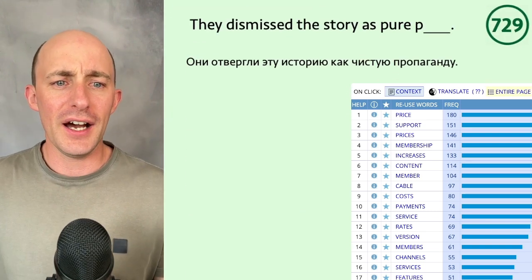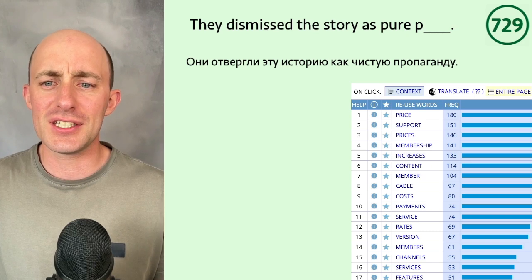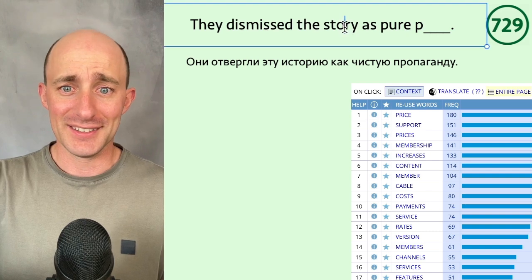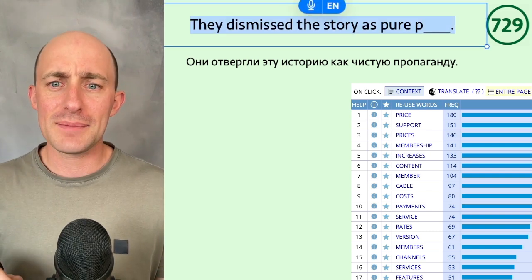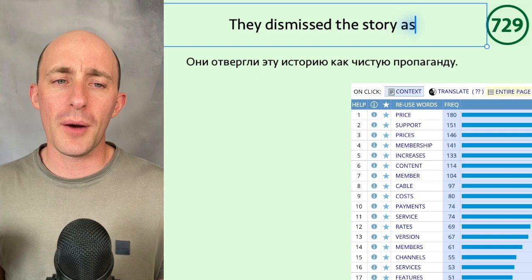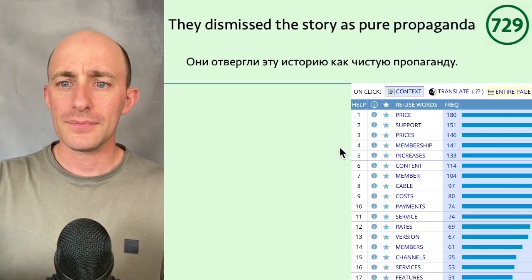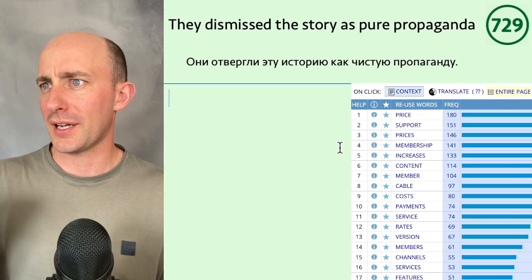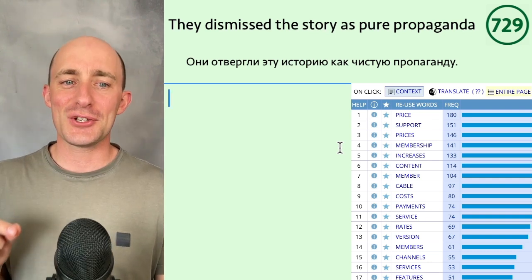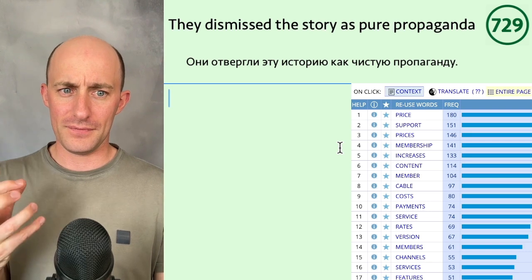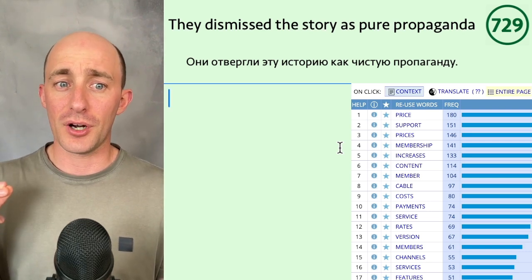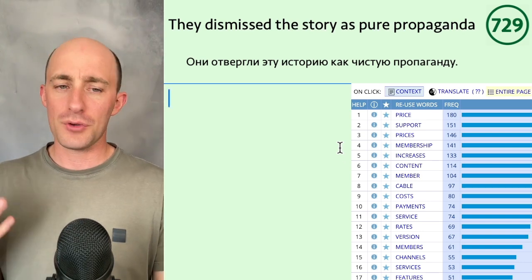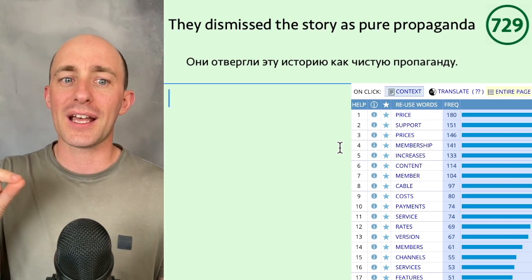Next. Они отвергли эту историю как чистую пропаганду. Propaganda is propaganda. They dismissed the story as pure propaganda. Propaganda. Yeah, the stress. There's a secondary stress on the pro and a primary stress on the ga. Propaganda. How do we mark the stress on the a? With a little pause. Propaganda.